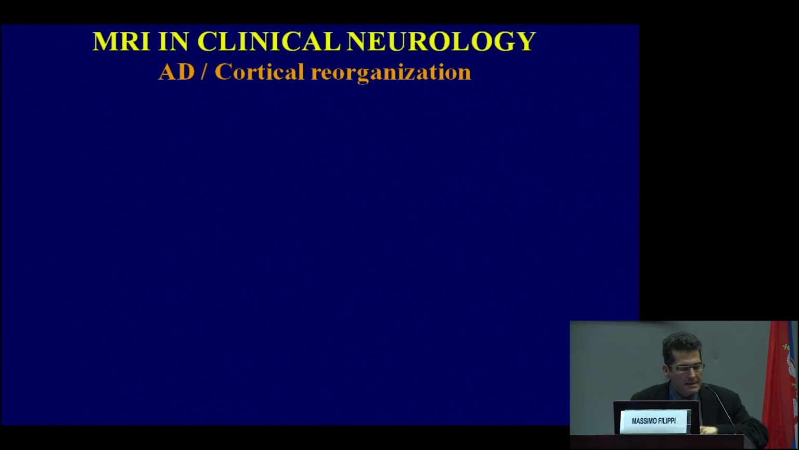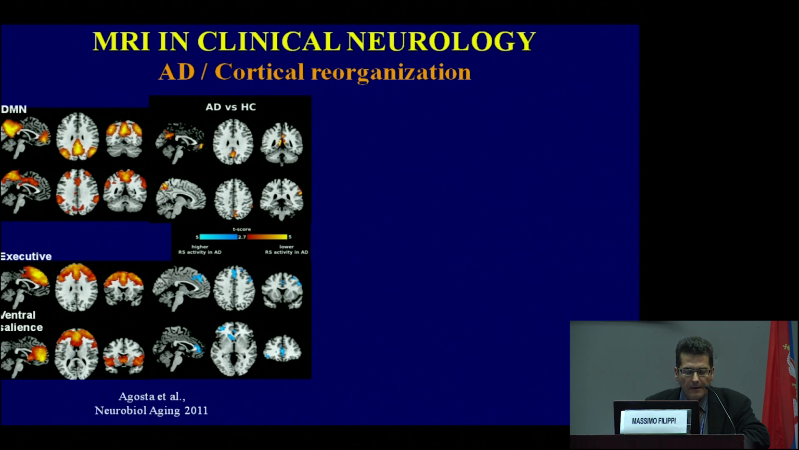Also in Alzheimer's disease, there is cortical reorganization, of course. And as I told you before, there are especially changes in the default mode network, which is damaged in the posterior part. So this is perhaps the sign of a structural damage, which impairs the default mode network. On the opposite, you have overactivity of the anterior regions, especially the executive and the salience network, which might be compensatory.